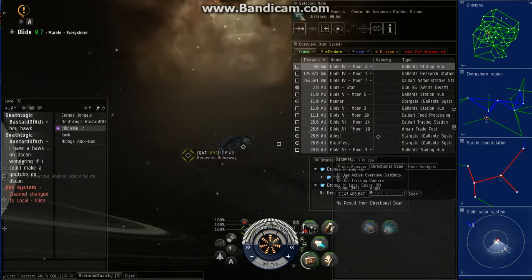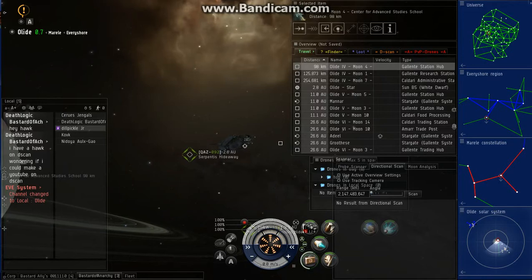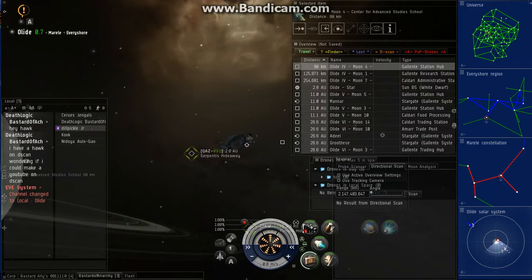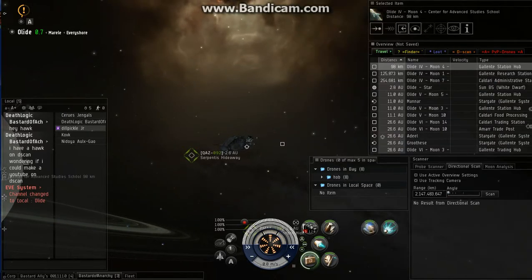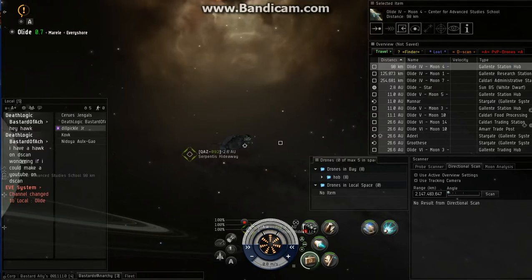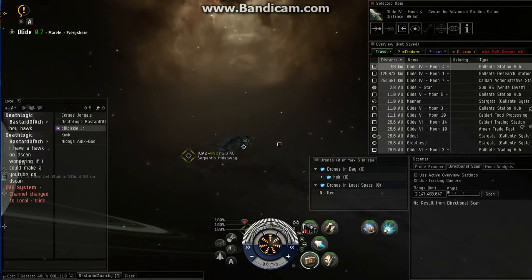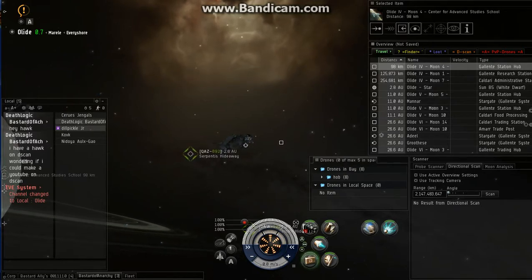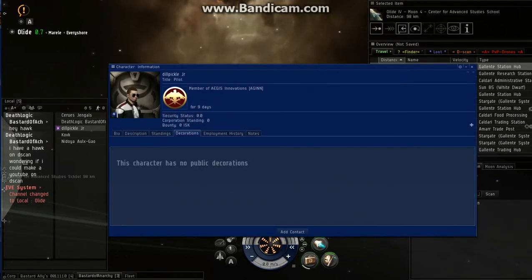Now, ways to find your target. First, you've got to understand what your target is doing in the system. For video purposes, my target will be sitting at a customs office, and I know that. Let's start looking. We see that he has a 0.0 status, which could mean anything from new player to that he just went to Concord and paid for his security status to be raised.